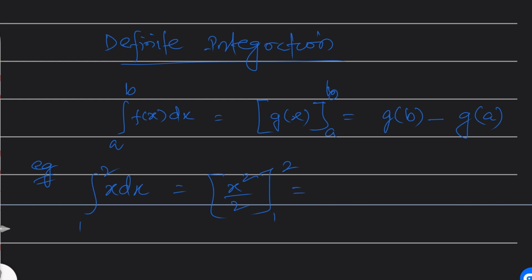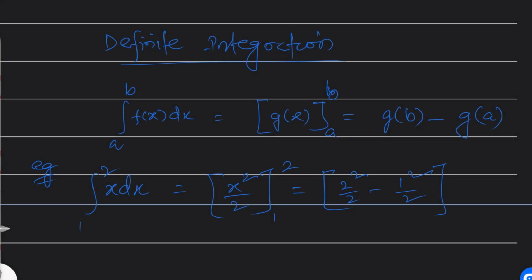Put the upper limit: it's 2 square by 2 minus 1 square by 2. Upper limit minus lower limit. So first you should put the value of x from the upper limit, then you should put the value of x in the lower limit. In between you should write the subtraction sign. Got it? Hope you understood this.